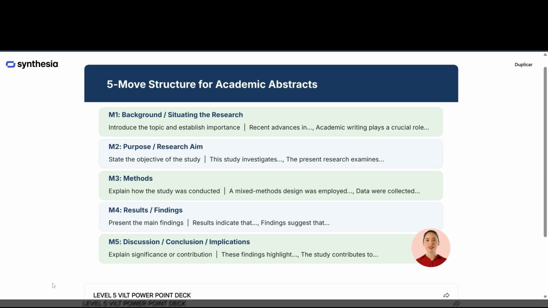Notice how each move has typical language patterns. These phrases are very common in published abstracts. You don't have to copy them exactly, but they give you a strong starting point.